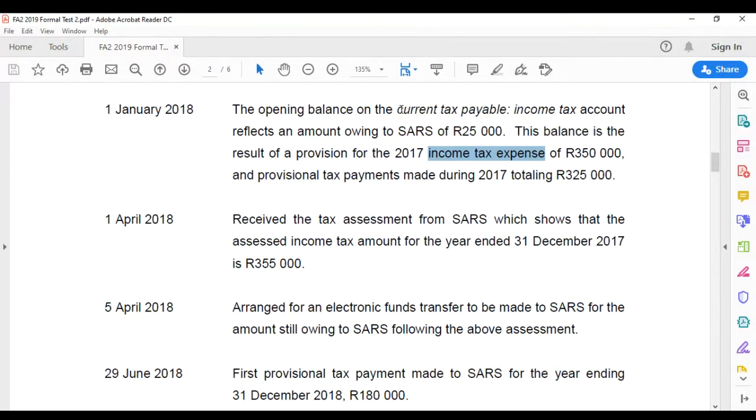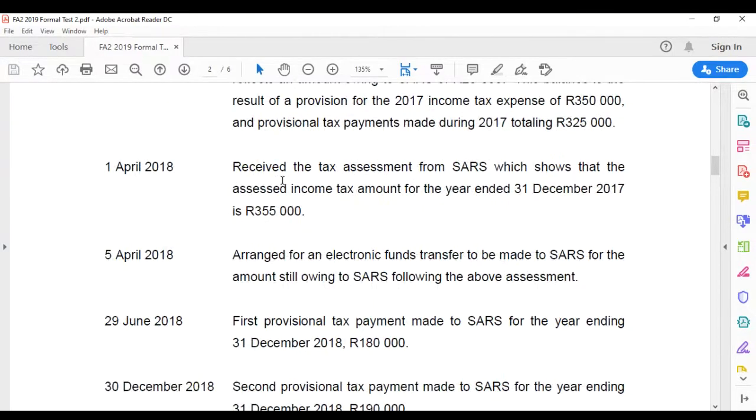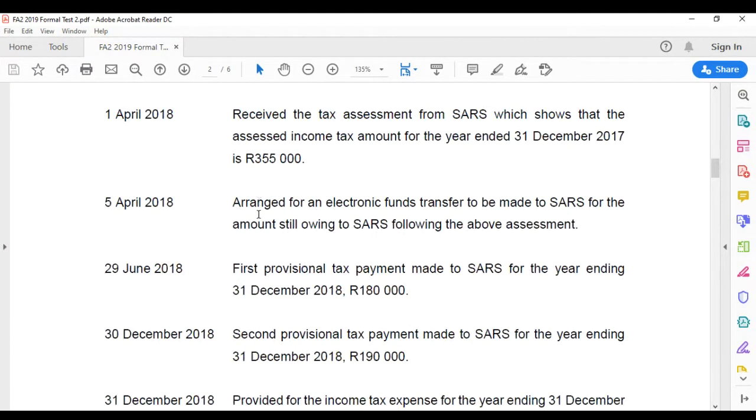Remember, we provided too little, so our liability is not big enough either. So we have to increase that liability, the current tax payable income tax account. Therefore, if we want to increase the liability, we have to credit that account, right? So there we go. Now we have fixed that situation where we under-provided last year. Then they say on the 5th of April, arranged for an electronic funds transfer to be made to SARS, the South African Revenue Service, for the amount still owing following the above assessment.